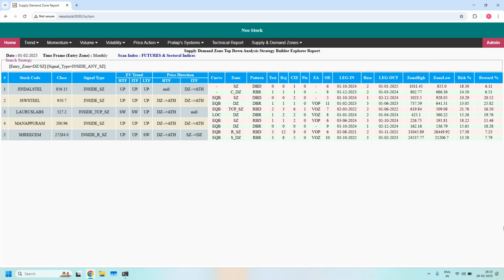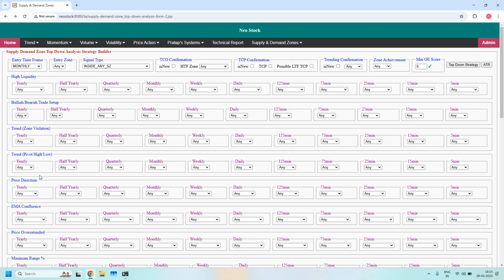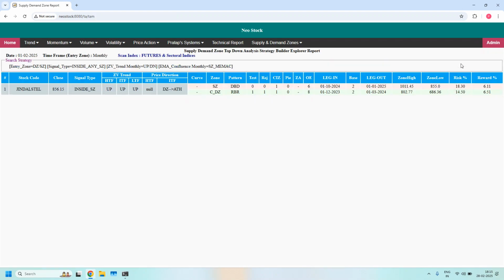Okay, next, for monthly time frame, price closed inside the monthly supply zone, we got 5 stocks. Out of these 5, how many monthly supply zones are having monthly EMA confluence? Let's verify. In the EMA confluence at monthly time frame, I am setting monthly supply zone having monthly EMA confluence, and trend on monthly should not be sideways. So it can be up or down. With these filters, we got only 1 stock.